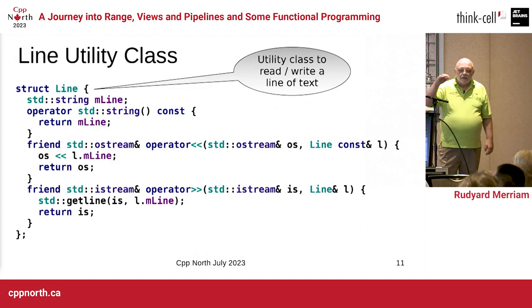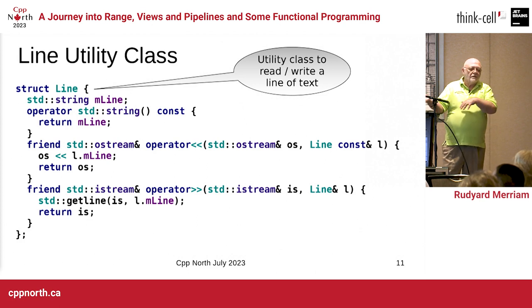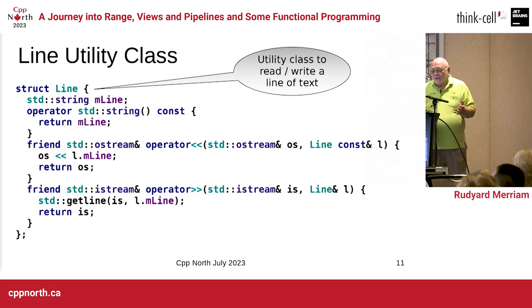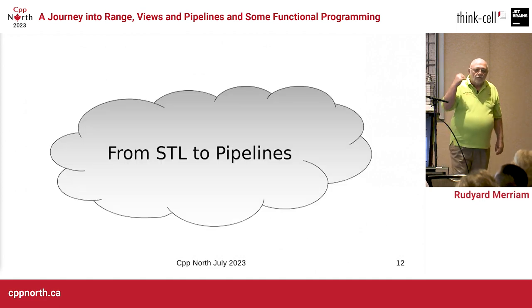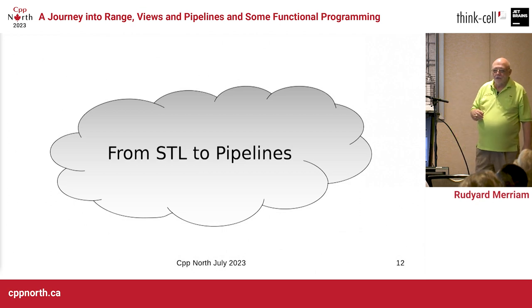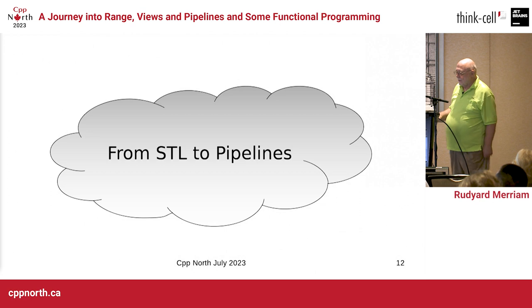There's a utility class we'll use. All the admin code reads and aligns the data out of files. So I wrote a utility class to read and write, align, and put it in a string, just to make it easy to work with. So here we'll go from a standard template library version to a pipeline in easy steps.